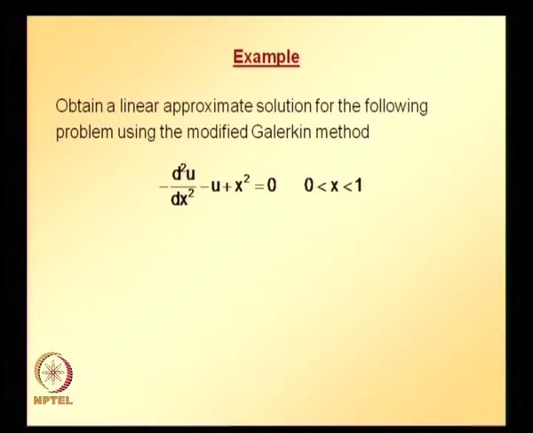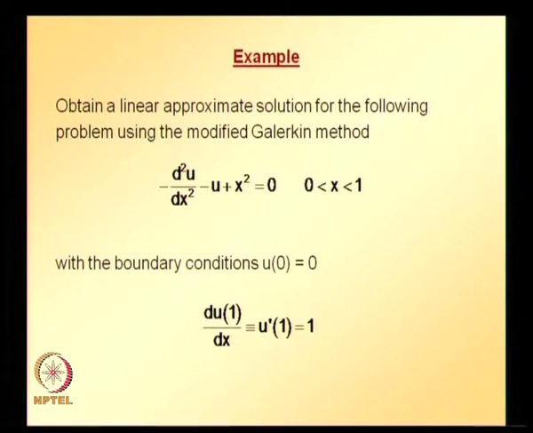So this is the problem statement: obtain linear approximate solution of the problem using modified Galerkin method, and you are given the differential equation and also the problem domain, and this is a second order differential equation. So you can guess you require two boundary conditions to solve this problem, and the two boundary conditions that are given here.